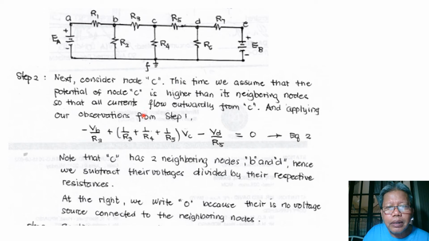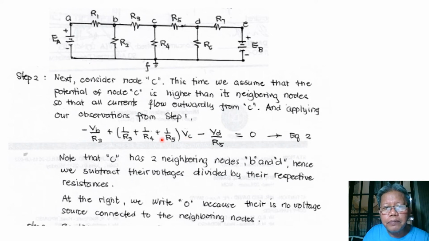So with this and using the observation that we had in arriving at the first equation, we are considering node C in this case. So we write V_C, and the coefficient of V_C would just be the sum of the reciprocals of all resistances connected to C. So we have 1 over R3, then 1 over R4, and then 1 over R5 as the coefficient of V_C.